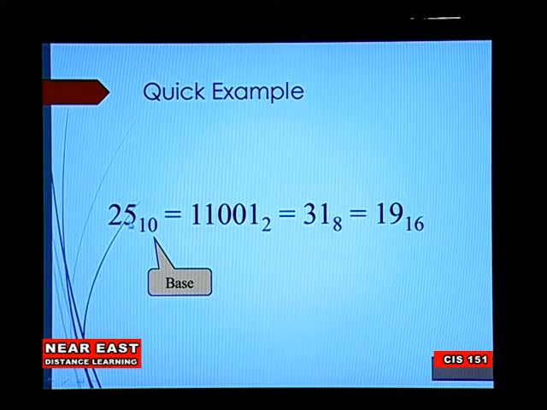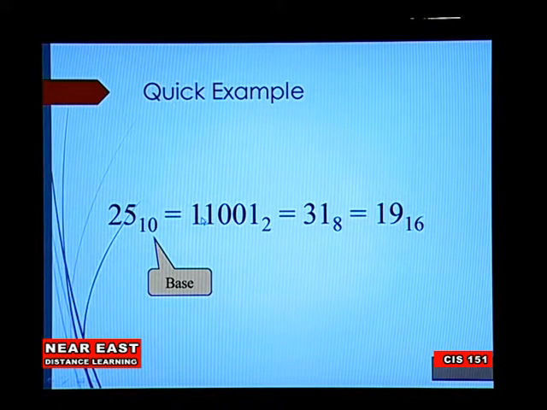A quick example. We have the number 25 in base 10. Base 10 is decimal. So 25 in decimal is equal to 1101001 in base 2, which is binary. And it's equal to 31 in base 8, which is octal. We said before, 8 is octal. And it is represented as 19 in base 16, which is the hexadecimal number.